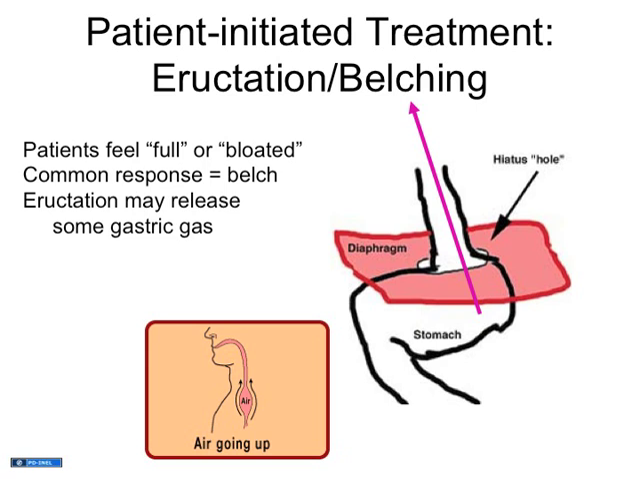Now, belching is another thing that people do when they feel like there's too much air. And it's a reflex response of letting air go back up the esophagus. It's not rumination. It's not vomiting. It's completely separate. And it may release some gastric air, and people feel better.